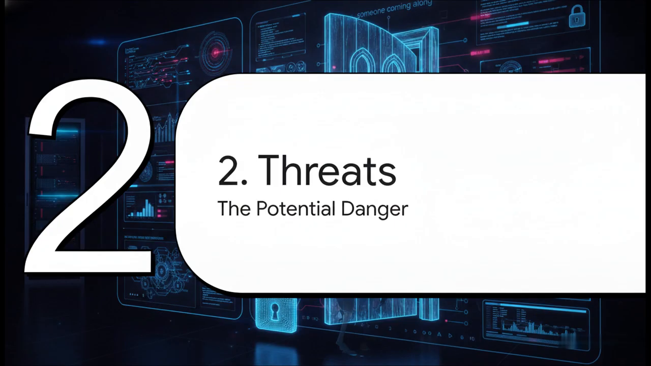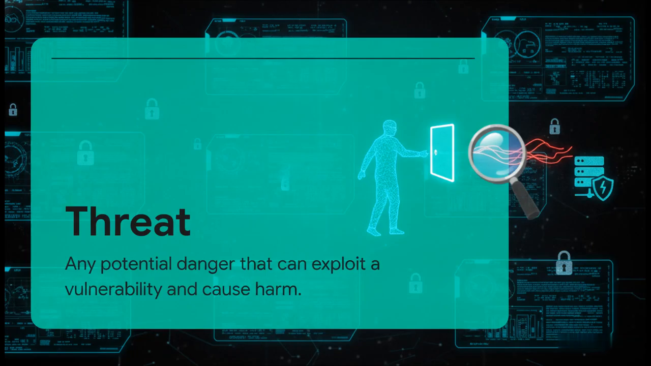And that brings us to our next section, Section 2, Understanding Threats, the Potential Danger. A threat is any potential danger that can exploit a vulnerability and actually cause harm. If the vulnerability is the unlocked door, well, the threat is the thief walking down the street actively looking for a way in. A threat is the actor or the event that has the potential to compromise the confidentiality, integrity, or availability of your data.